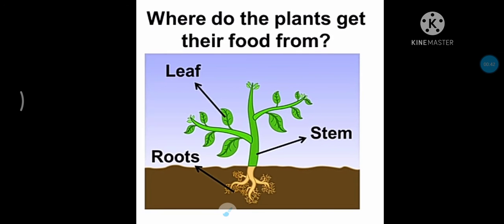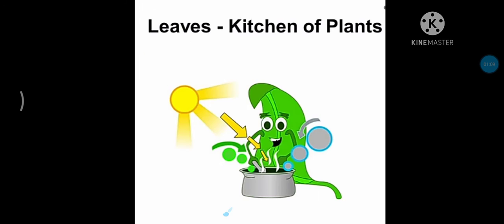But children, have you ever wondered where do the plants get their food from? Because we have never seen plants eating food from their surroundings. Have you seen it? Like we eat? Do plants eat their food like we eat? No, right? So, where do the plants get their food from? Let's discuss. Plants prepare their own food.